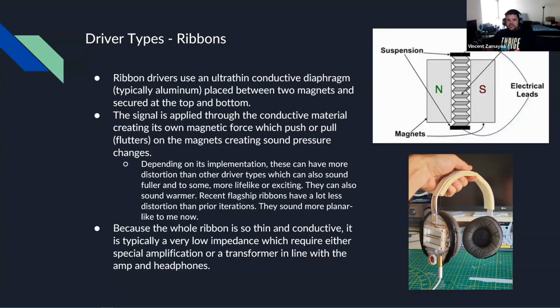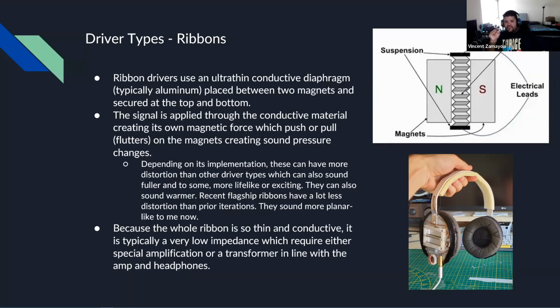And then you run the current through the conductive material, and because it's between the magnets, it moves or kind of flutters between the magnets, and that gives you your sound pressure change. They have tended to have more distortion than other driver types. They also tend to sound more full, which you might say comes from the distortion. Some people think it sounds very lifelike and exciting. Generally, they sound warmer. Recent flagship ribbons have a lot less distortion, and they sound a lot more like planar magnetics to me.